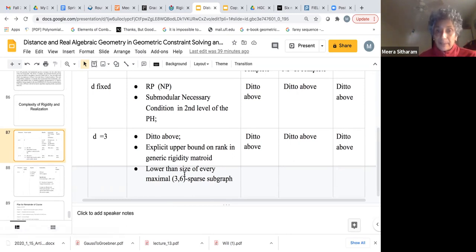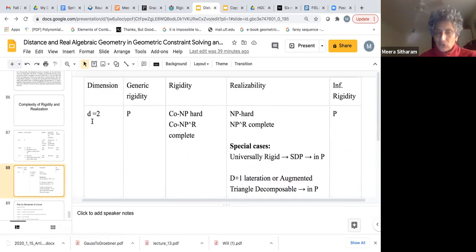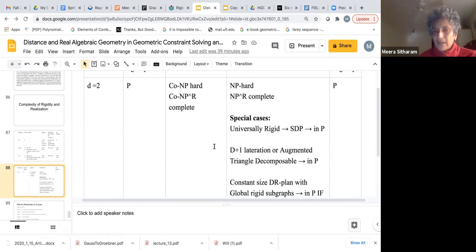I just wanted to expand a little bit more on the special cases for d equals 2, concerning realizability, where we said it's NP-hard or NP-complete.